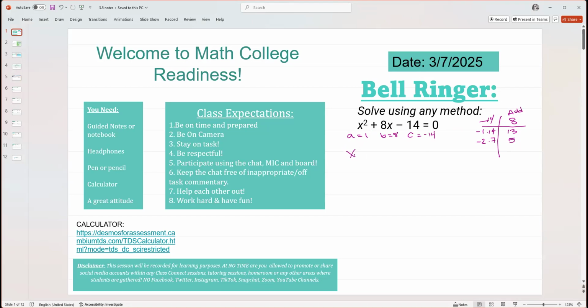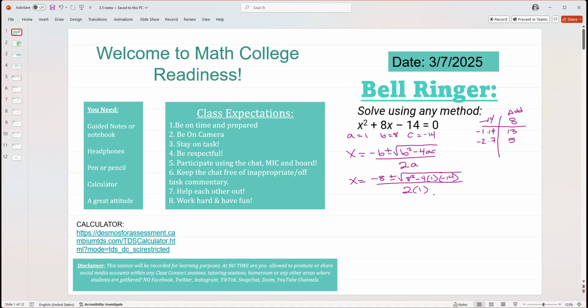We've got our formula, x equals negative b plus or minus the square root of b squared minus 4ac all over 2a. Oops, 2a. So if b is 8, then negative b is negative 8 plus or minus the square root b squared. So 8 squared minus 4 times 1 times negative 14 all over 2 times 1.